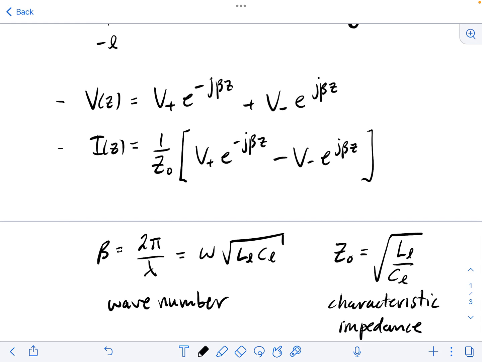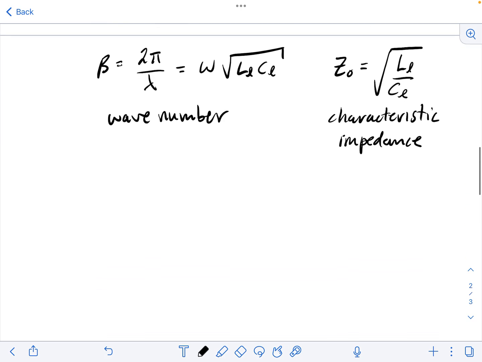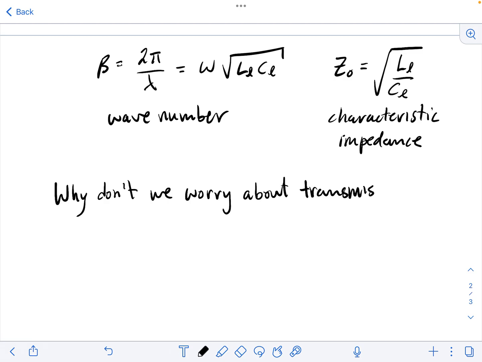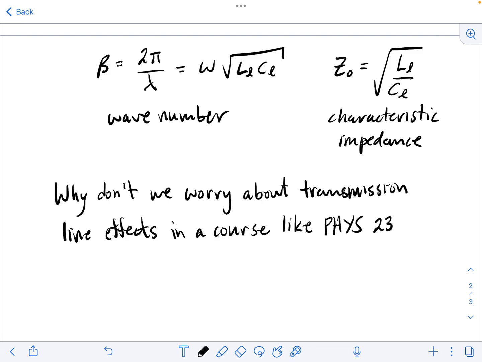Okay, good. So let's start with our first objective. And really what we're trying to do is answer the question, why don't we worry about transmission line effects in a course like Physics 231? Where you design a bunch of useful circuits that can do filters, amplifiers, resonators, things like that.